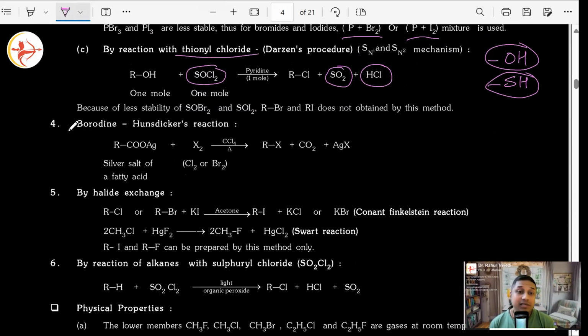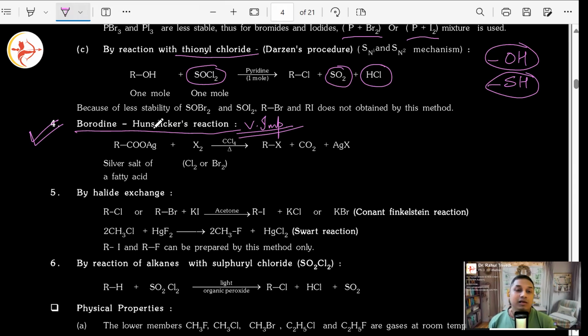Another very interesting way of preparation of alkyl halides is the Borodin-Hunsdiecker reaction. Please remember this, mark it, very important. Why is it important? It is specially known for decreasing the whole chain length by one carbon. It is known for that.